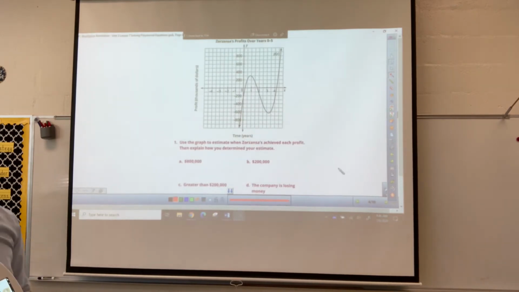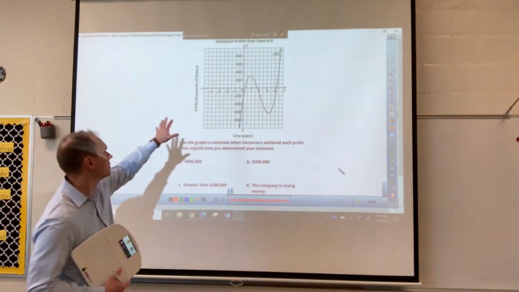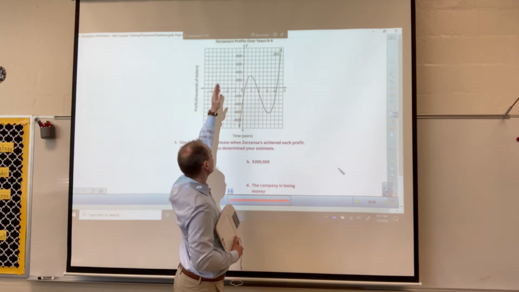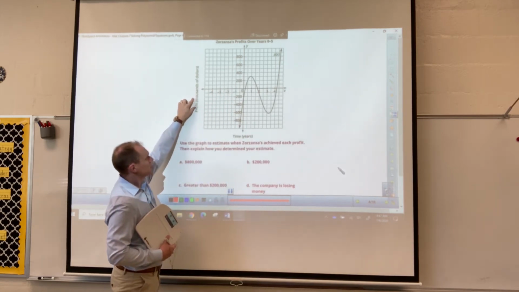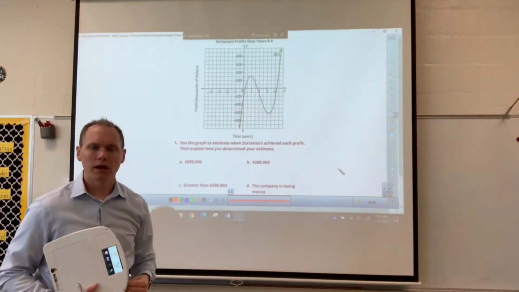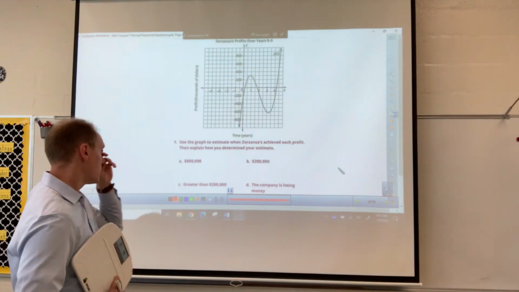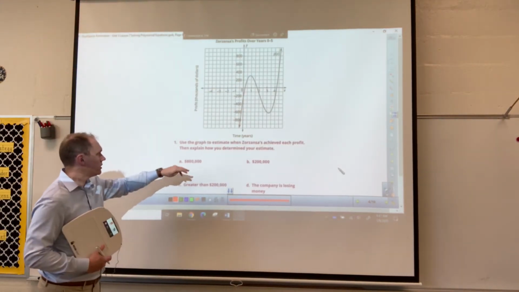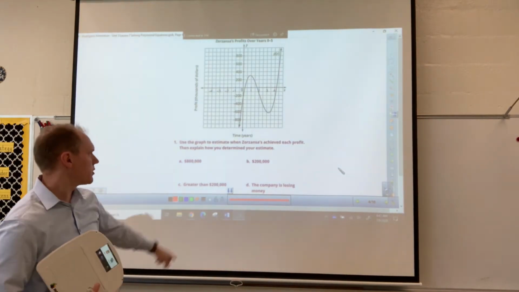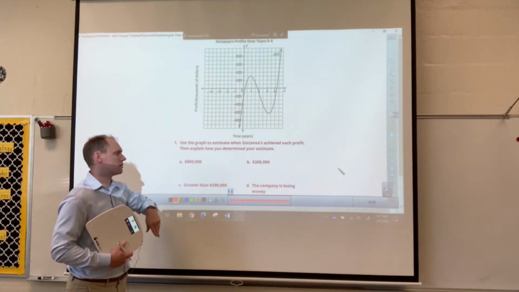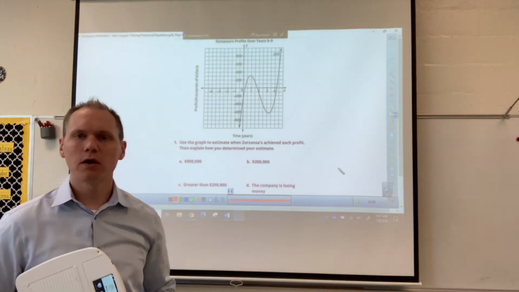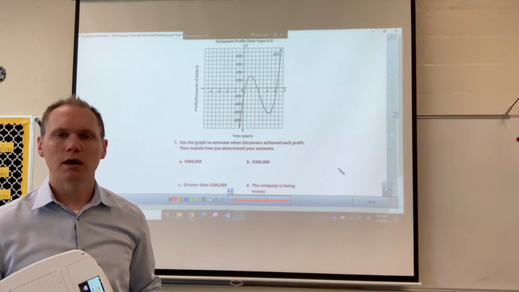So let's analyze this graph even more. We still have this same company here in their first 5 years of business. So now we're talking about years and not months. We've got the profit in thousands of dollars on the y-axis here. And we want to find out some different things about this graph and when certain things happened with this company. So for instance, when did the company reach a profit of $800,000? When did the company reach a profit of $200,000? Greater than $200,000? And then lastly, when was the company losing money? So take a moment and see if you can think about when those 4 things were happening with this company.